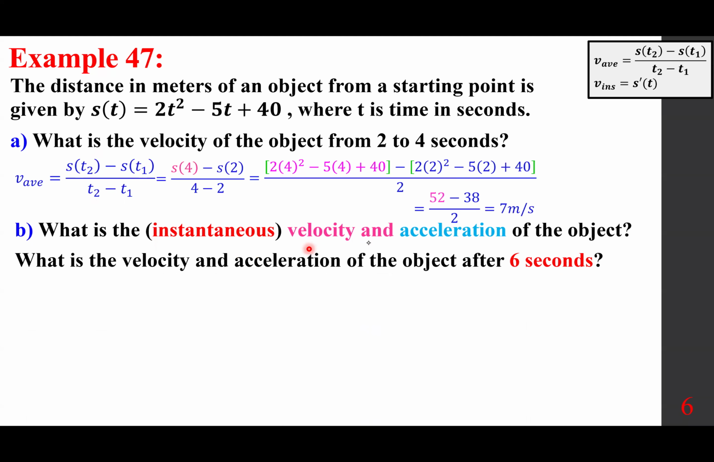Now, what is the instantaneous velocity and acceleration of the object? What is the velocity and acceleration of the object after 6 seconds? This is calculus. So V is clearly differentiation. So V of t is S prime, which is simply 4t minus 5. Plug in 6 to find the velocity after 6 seconds. 4 times 6, 24 minus 5. That results in 19 meters per second.